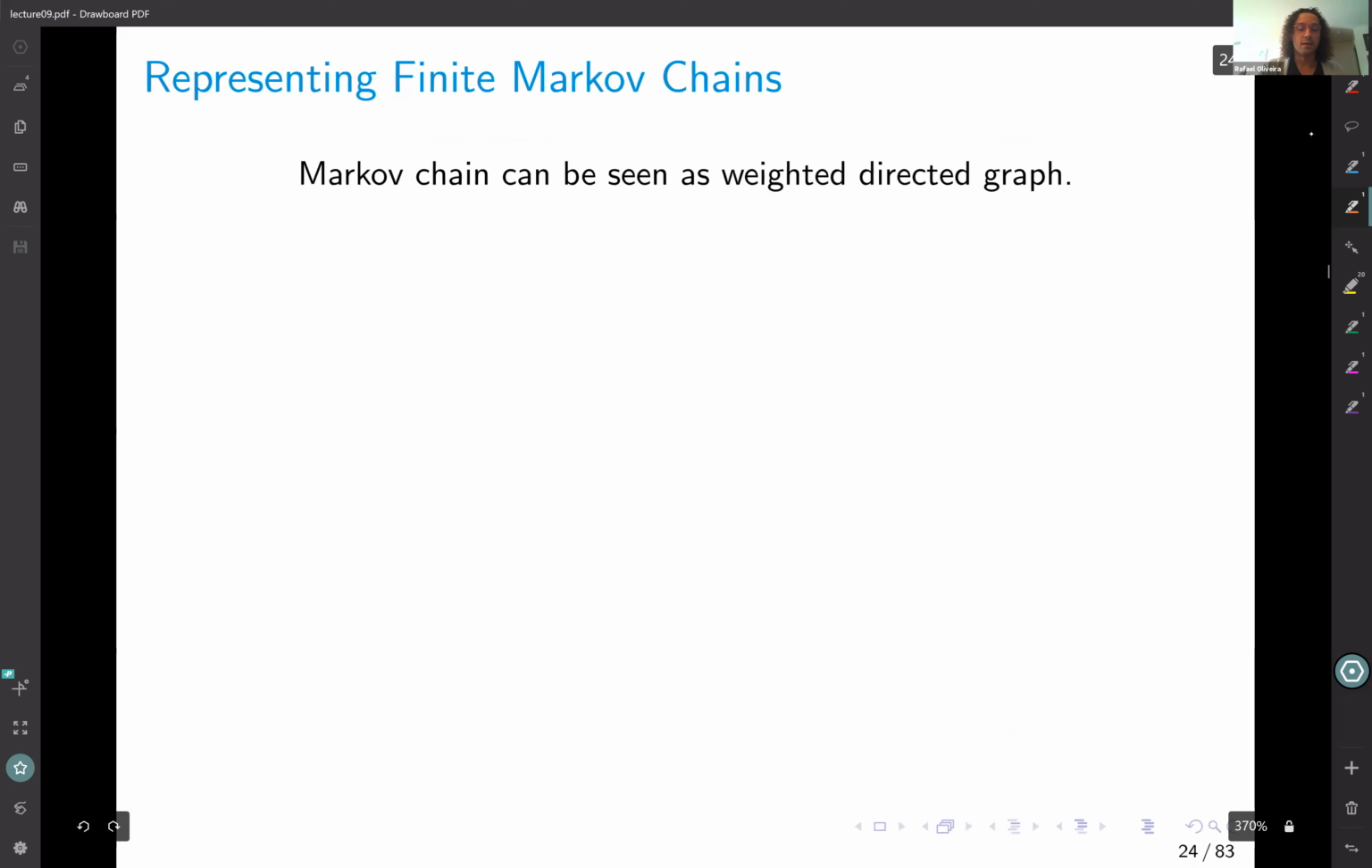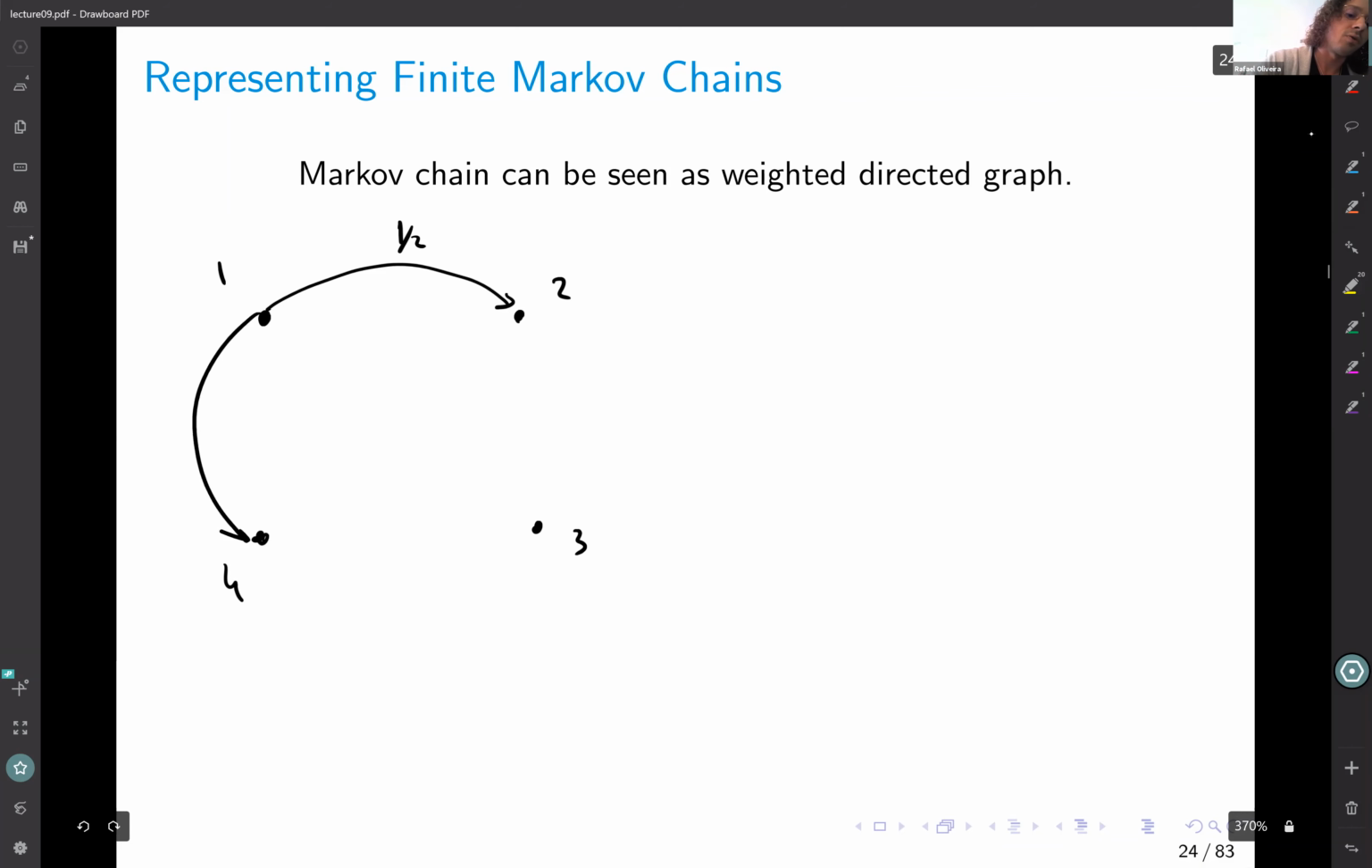Now let's represent finite Markov chains. A finite Markov chain is one where we just have a finite set of states, and that's what we're going to study today and in the next lecture. As we saw in the first slide, a Markov chain can be seen as a weighted directed graph. If you remember the random walk we had before, 1, 2, 3, 4, I went from 1 to 2 with probability half.